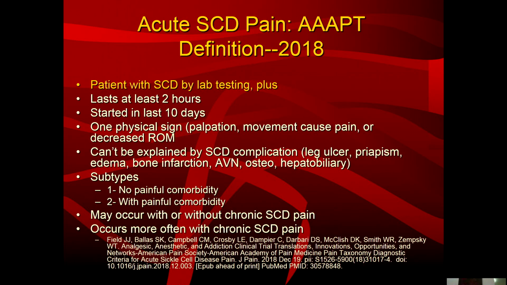We made the point that acute pain in sickle cell disease, and this will be a theme throughout the discussions about sickle cell disease, may occur with or without chronic pain as a background. So acute vaso-occlusive crises are the tip of the iceberg, and most pain in sickle cell disease is actually chronic, daily, or almost daily pain. Acute manifestations of sickle cell disease with crises occur more often in patients who have a background of chronic pain.